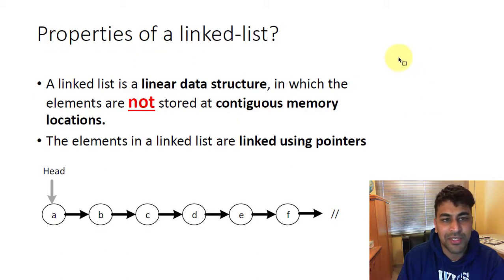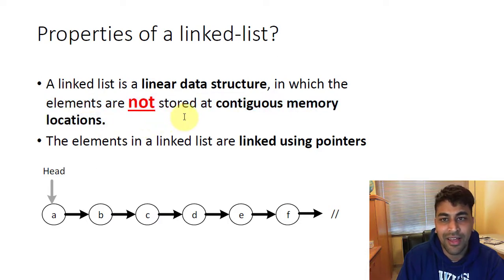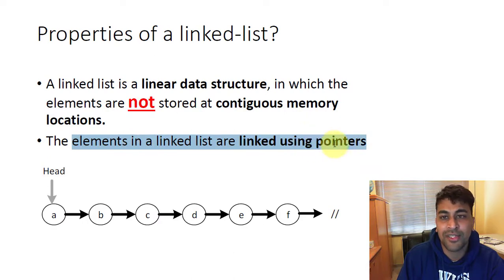So what are the properties of a linked list? A linked list is a linear data structure in which the elements are not stored at contiguous memory locations, as opposed to in arrays where they are. The elements of the linked list are linked together using pointers.